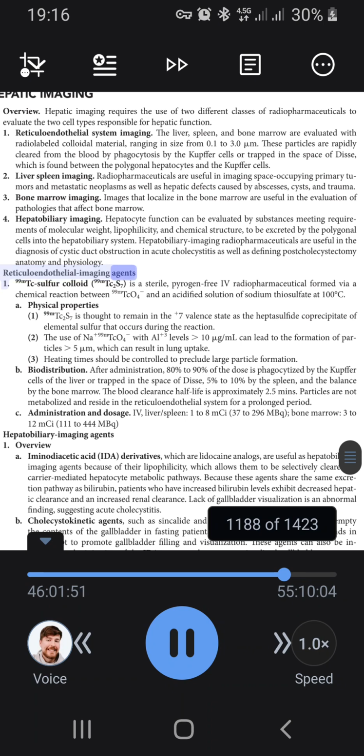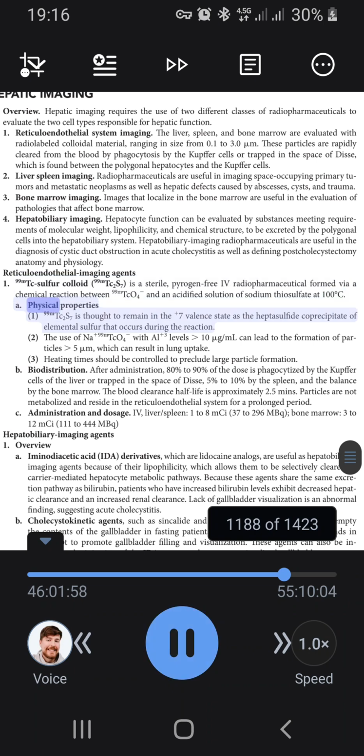B. Reticuloendothelial imaging agents. 1. 99mTc sulfur colloid. 99mTc sulfur colloid is a sterile, pyrogen-free, IV radiopharmaceutical formed via a chemical reaction between 99mTcO4 and an acidified solution of sodium thiosulfate at 100 C.